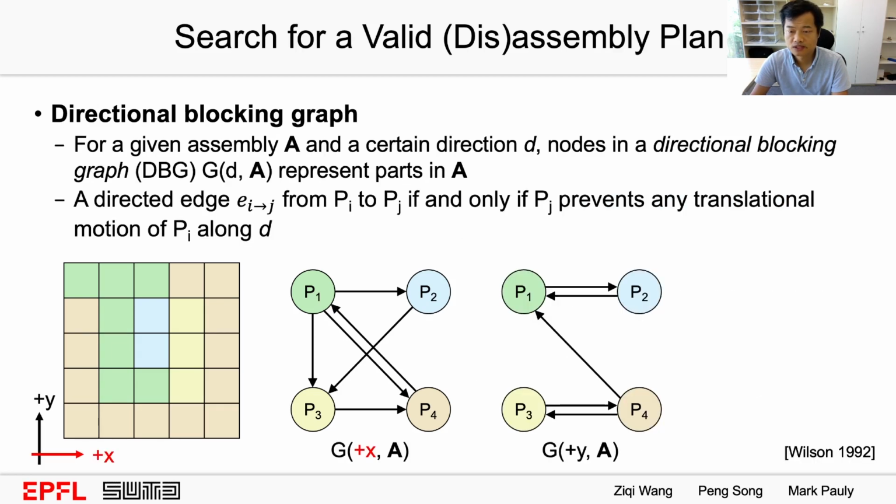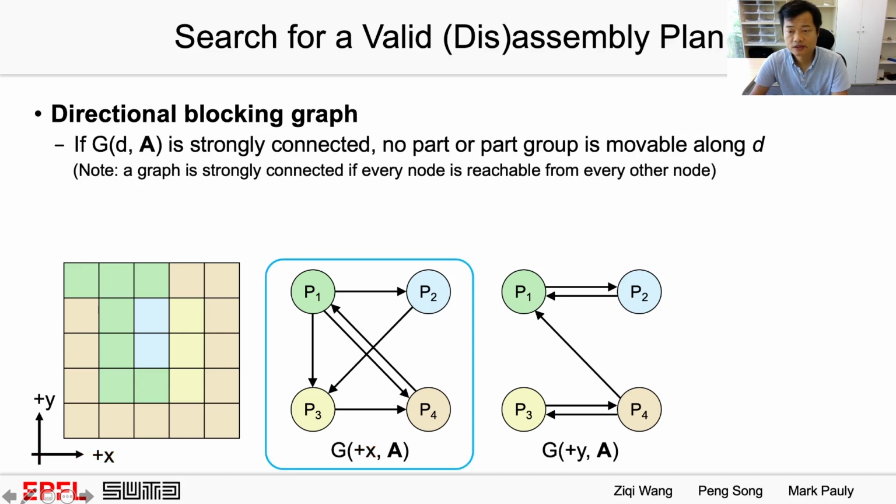One solution is to use the directional blocking graphs developed by Wilson in 1992. Given an assembly A and a blocking direction D, which is positive x here, nodes in the directional blocking graph represent parts in the assembly. And we create a directed edge from Pi to Pj if and only if Pj prevents any translational motion of Pi along D. For example, here we create a directed edge from P1 to P2 since P2 prevents the motion of P1 along positive x.